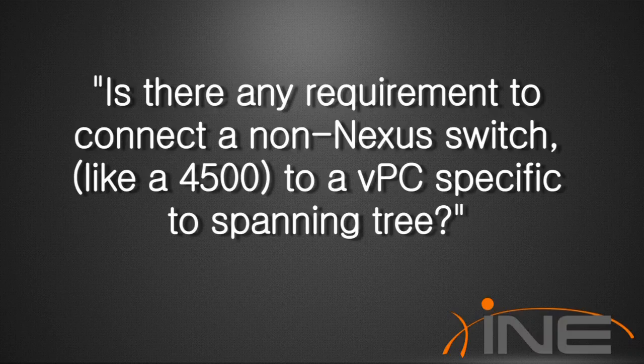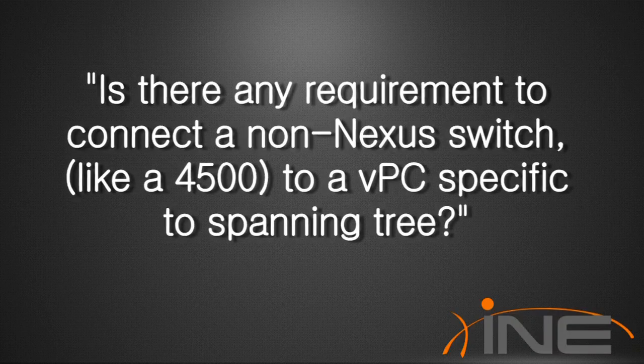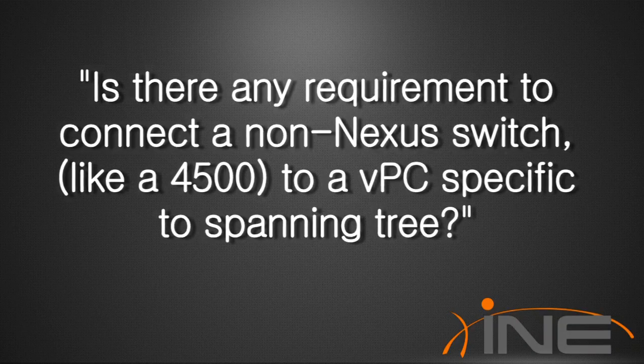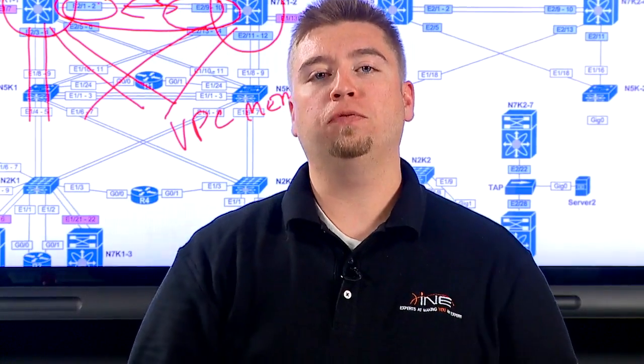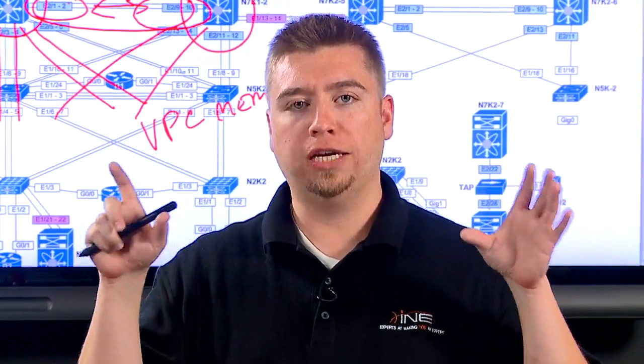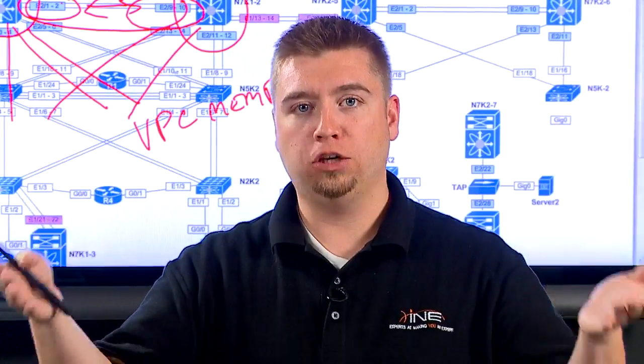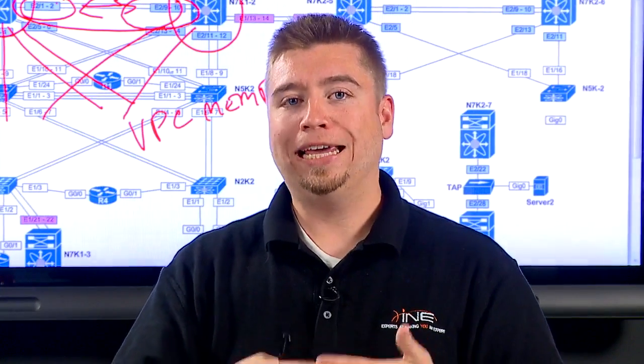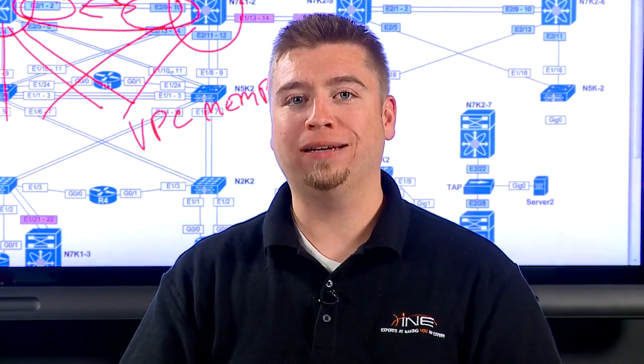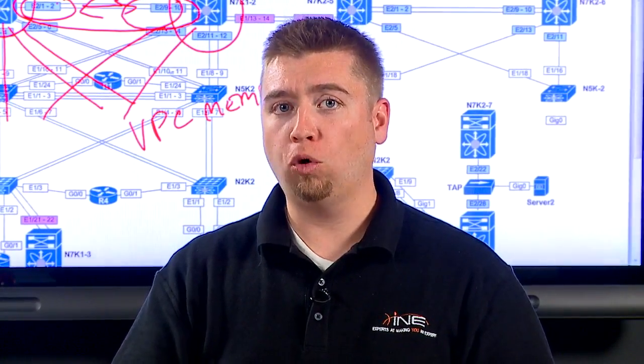There's another question, is there any requirement to connect a non-Nexus switch like a 4500 to a VPC specific to spanning tree? There's no special requirement. So from the downstream switch, if it's like a 4500, if it's 6500, it's going to look like a normal spanning tree connection. The one other minor difference here is that if your upstream peers are Nexus, which is always going to be true for VPC as of today, and your downstream peer is Catalyst IOS, Catalyst IOS runs a feature that is known as EtherChannel Guard that is used to figure out, are there some misconfigurations on the port channel?